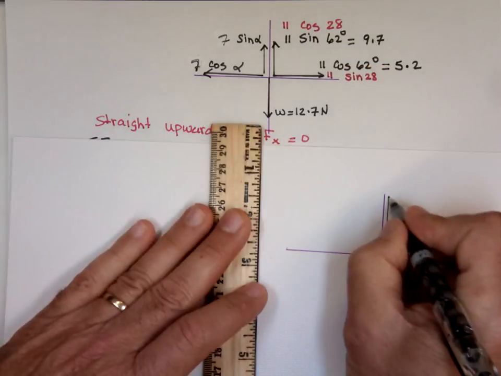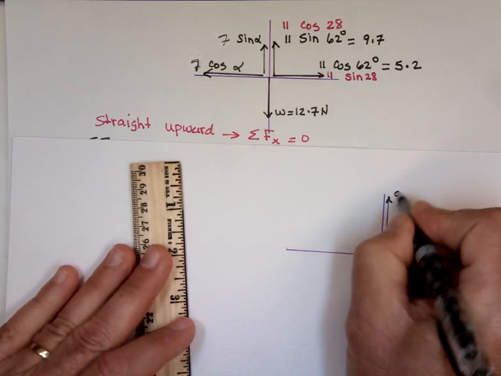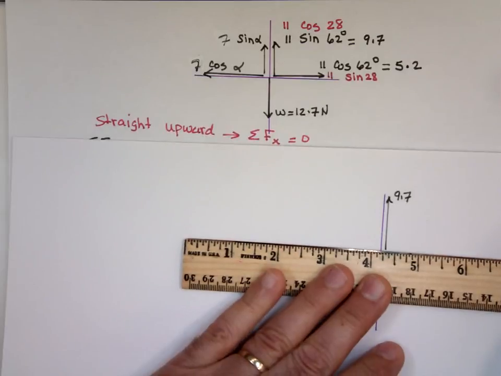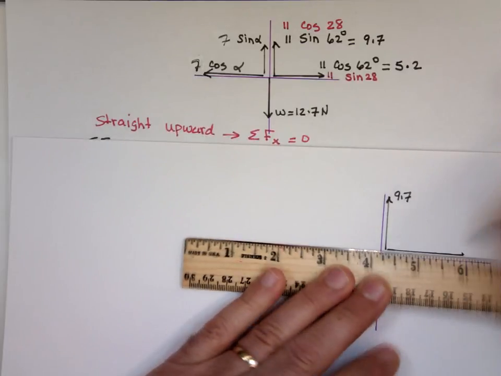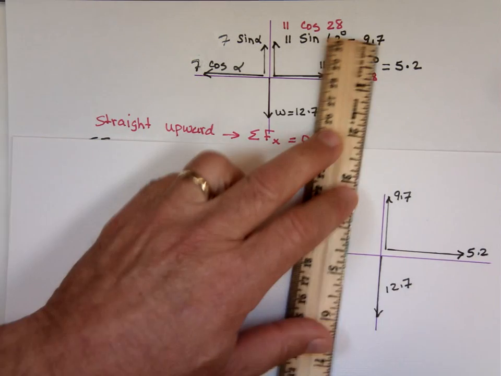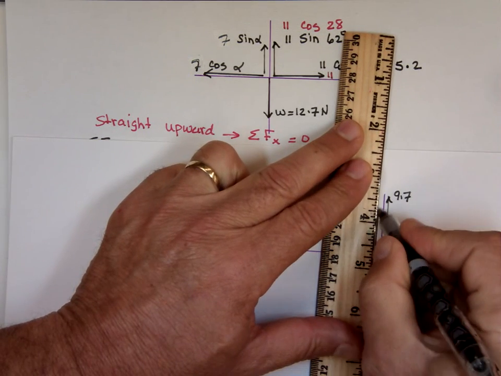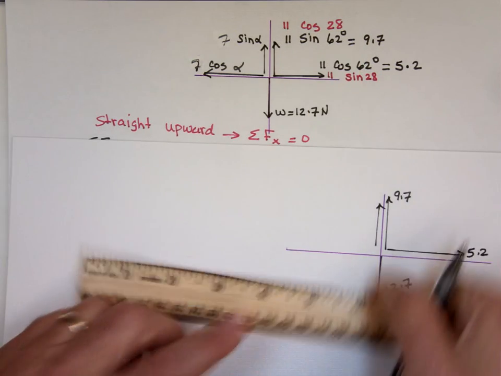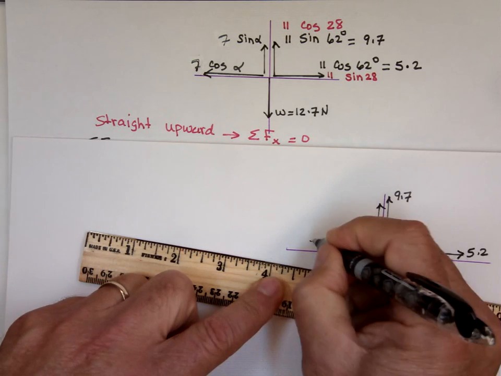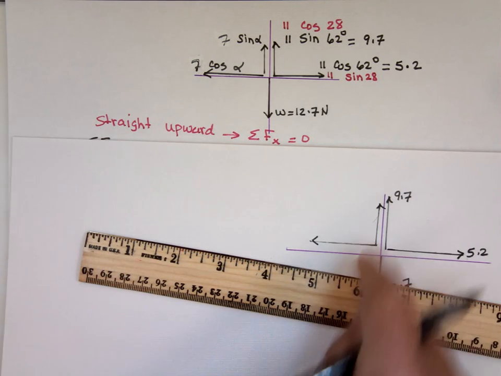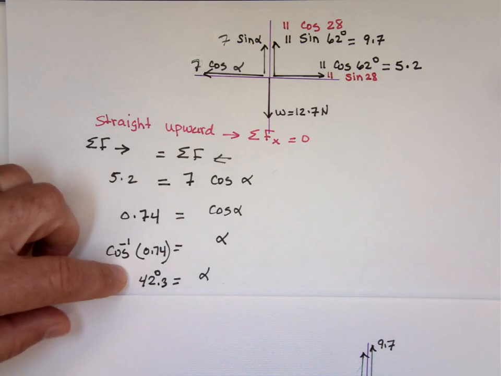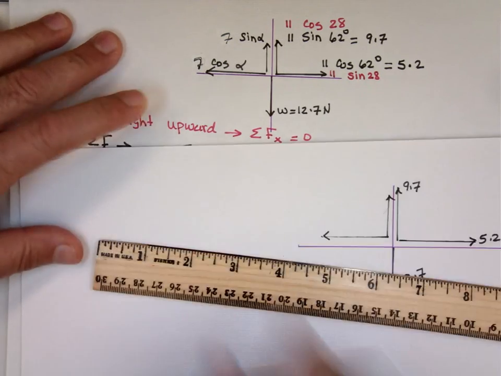I can actually put them there. This is 9.7. We have 5.2 this way. And what is this value up and left? What are the values up and down, or these two values here actually. Do we know what alpha is? 42.3, right? So can we get these numbers?